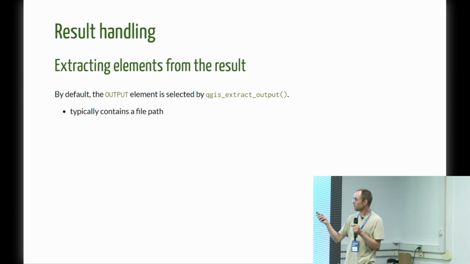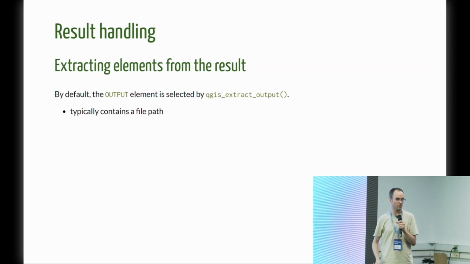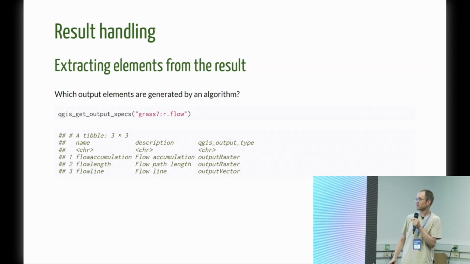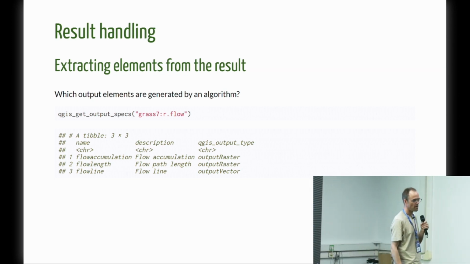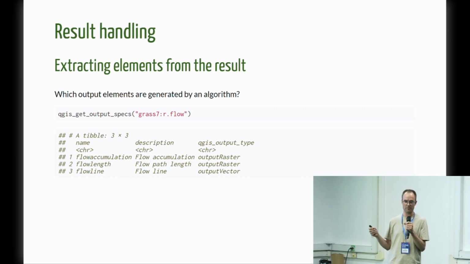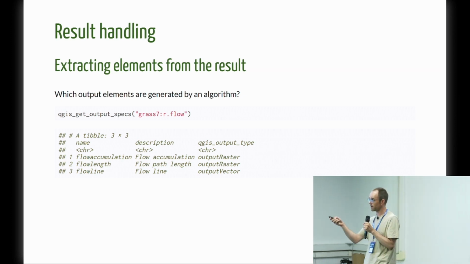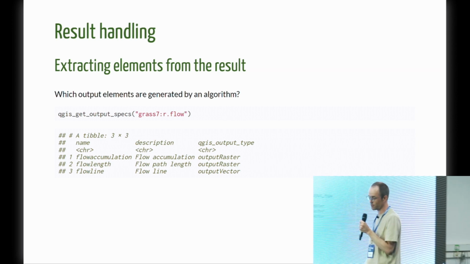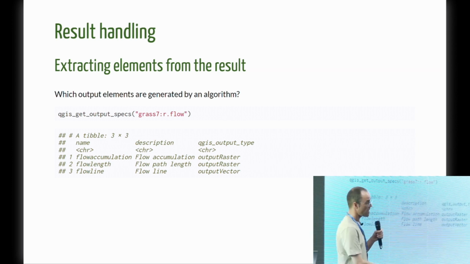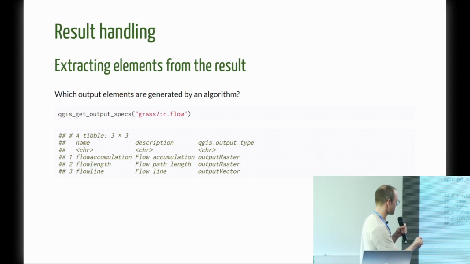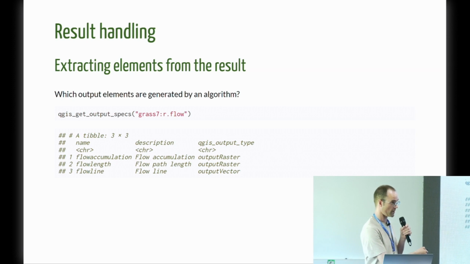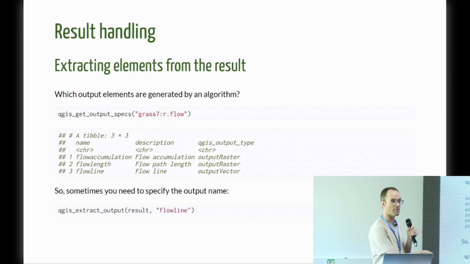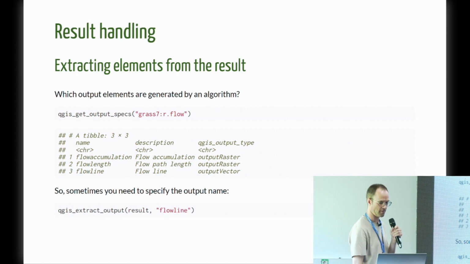Extracting elements from the result, we have already seen this. qgis_extract_output extracts by default the output element. It has a file path, but there may be other elements or outputs involved in an algorithm. You can request which ones an algorithm provides by using the function qgis_get_output_specs. In this case, it's a GRASS algorithm, r.flow, and it says it will provide a flow accumulation, a flow length, and a flow line output. If you want one of these in R, you just need to specify that it's the flow line that you need.